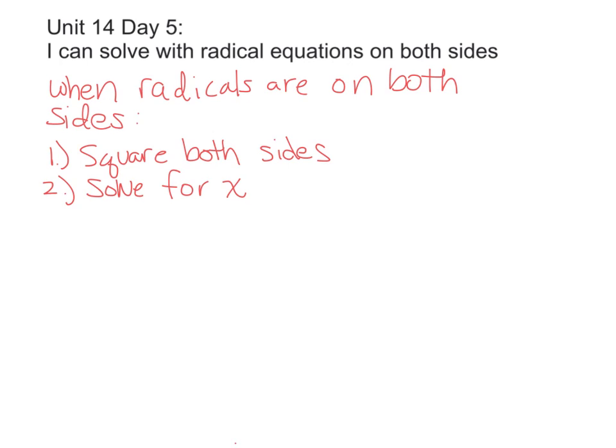Taking a look, let's look at an example. If you have the square root of x equals the square root of 5x minus 1. If you look at this, everything's isolated. The square roots are on both sides all by themselves. We can't get rid of that 1 or anything else. We can't take them out until we square both sides.